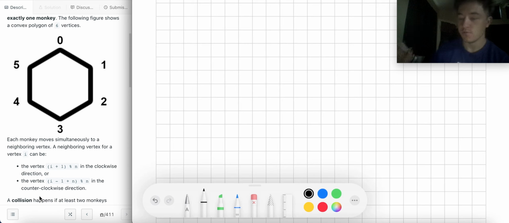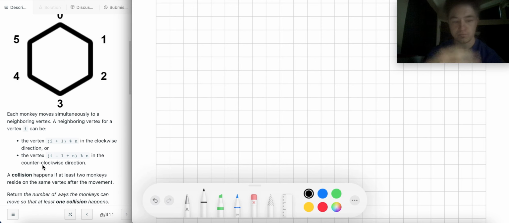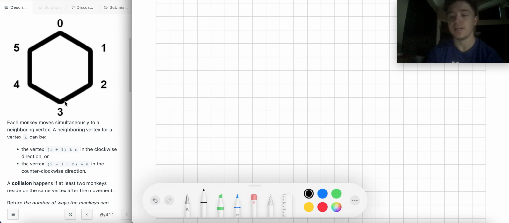So what is the statistical probability? What is the chance? If monkeys could move in either direction, how many times could it occur that they end up on the same vertex?